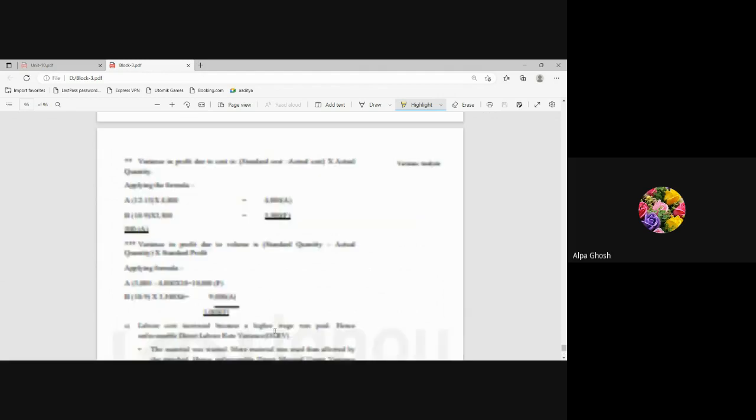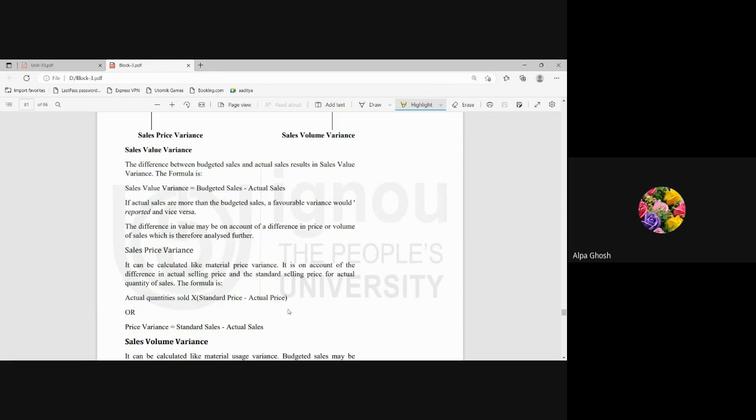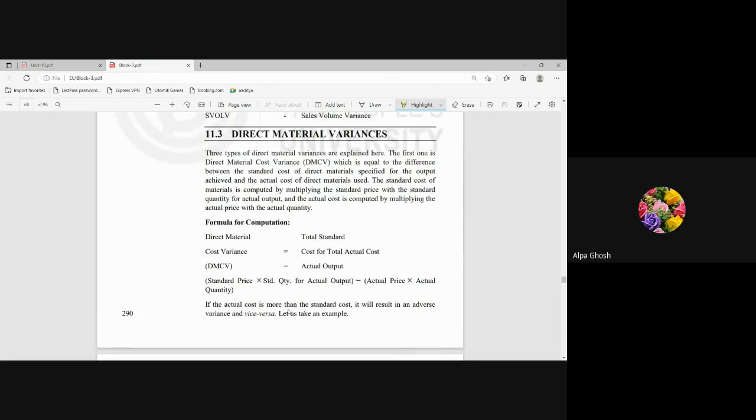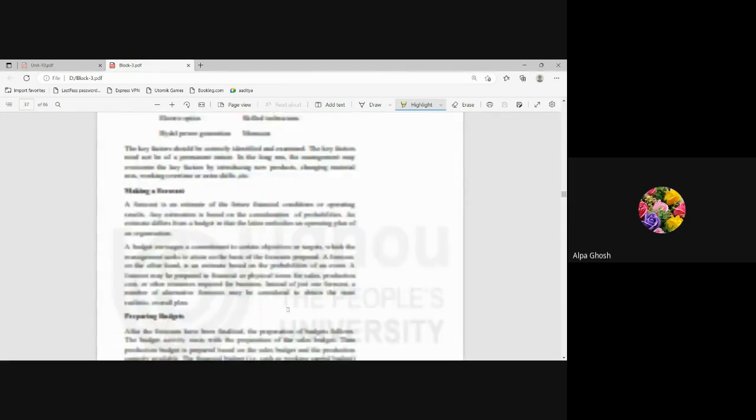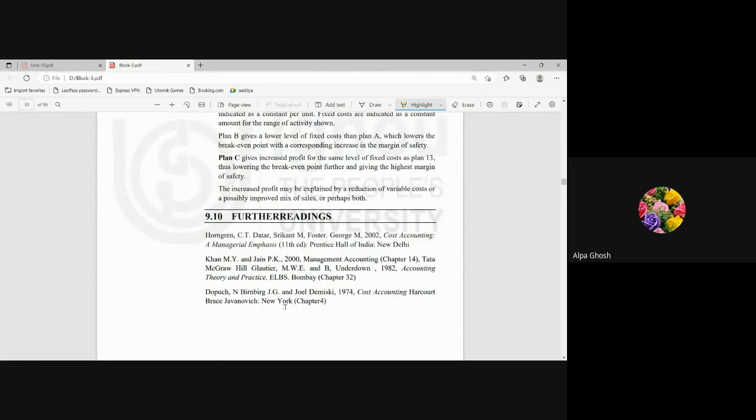So now it's from your side. For all the variances, the definition of the meaning remains the same. Budgeted minus actual. Budgeted may be used as standard. So budgeted minus actual is your variance.